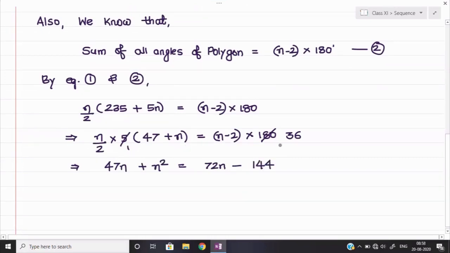This 2 I have transferred onto the right hand side, so 36 and 2 multiplied and then 72 I am multiplying here, so that will be 72n, and 72 into 2 will become 144. Now both the terms of the right hand side we can bring on this side. So this will be n square plus 47n minus 72n plus 144 will be equal to 0.